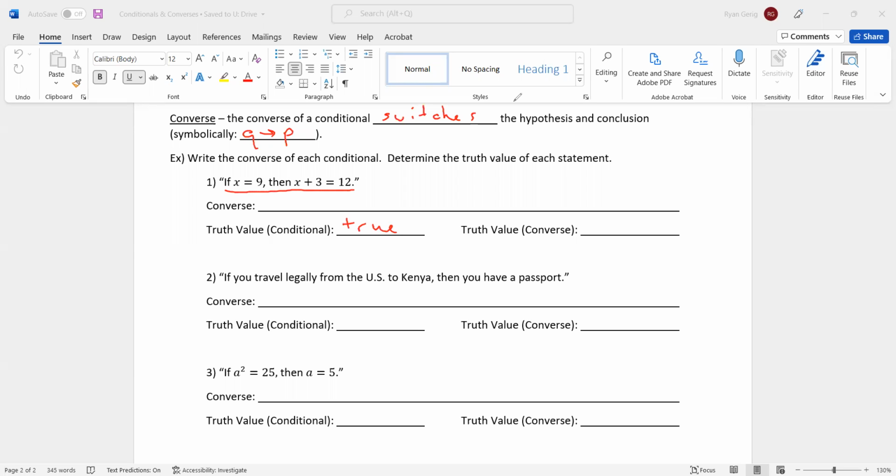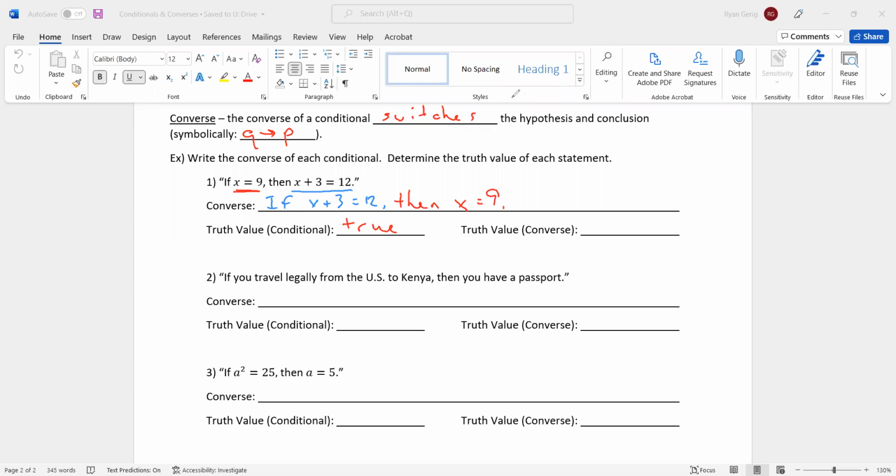If we're only looking at when x equals 9, then x plus 3 has to equal 12, right? Now the converse switches the two pieces. If I'm saying that's P and that's Q, I'm now going to switch it. If x plus 3 equals 12, then x equals 9.